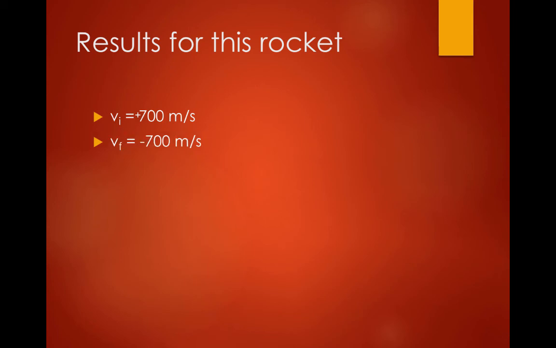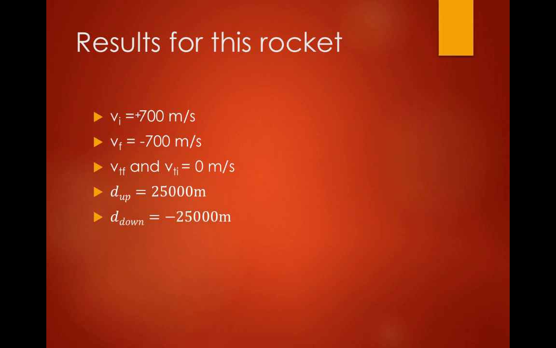For our rocket example, our initial velocity is plus 700 meters per second. Our final velocity was negative 700 meters per second. Velocity at the top was 0 meters per second. The displacement upwards was 25,000 meters. The displacement downwards was negative 25,000 meters. Time up and time down were both 71.43 seconds, and gravity was constant at negative 9.8 meters per second squared.